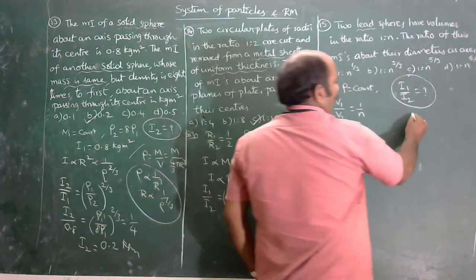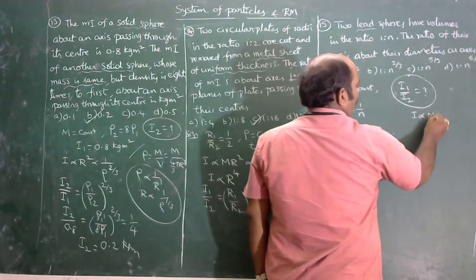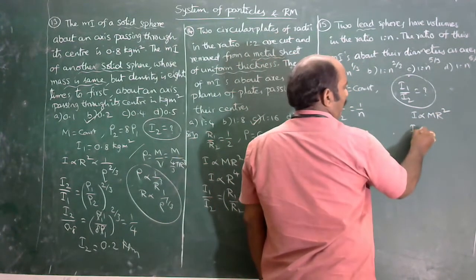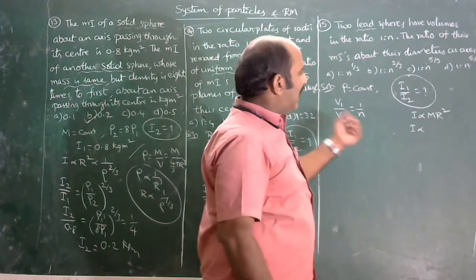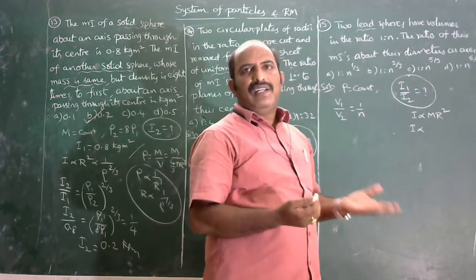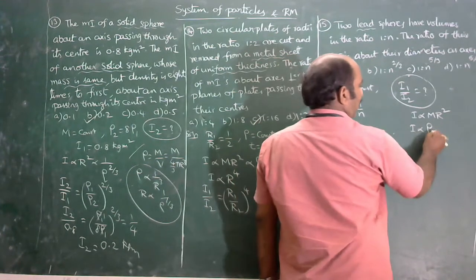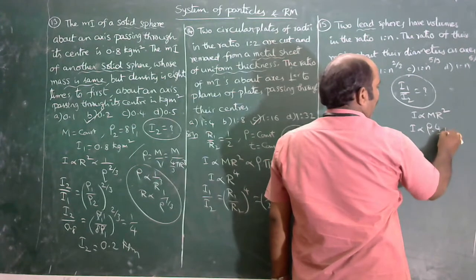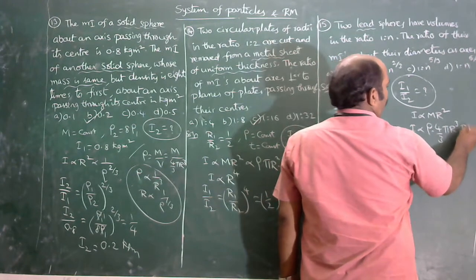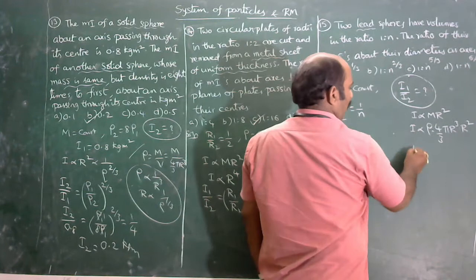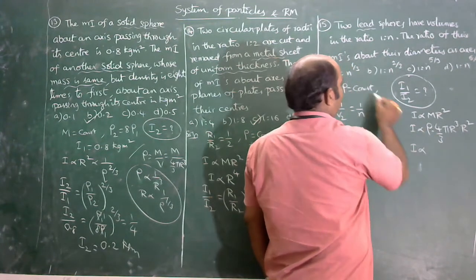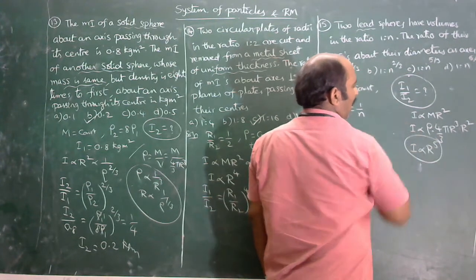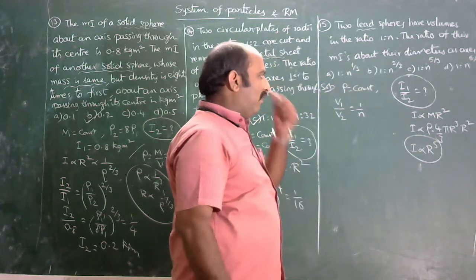You know I is proportional to mr square. Here mass can be written as density into volume. Density into volume of the sphere is 4 by 3 pi r cube, into r square. So I is proportional to rho, constant, 4 by 3, constant, and finally r power 5. I is proportional to r to the power of 5.